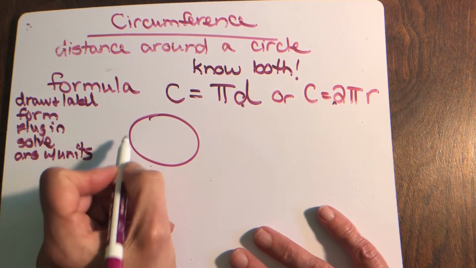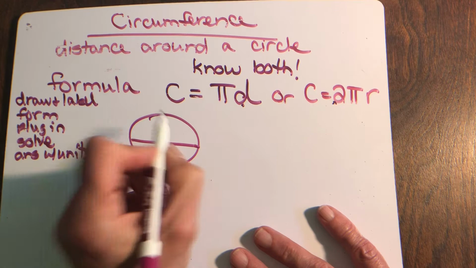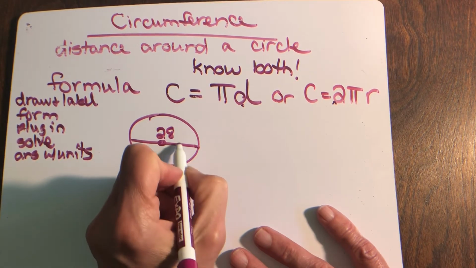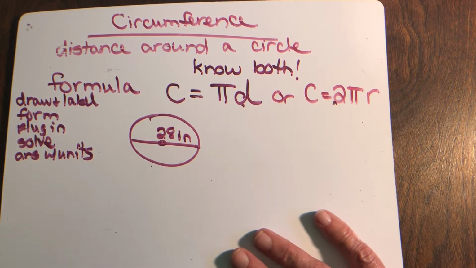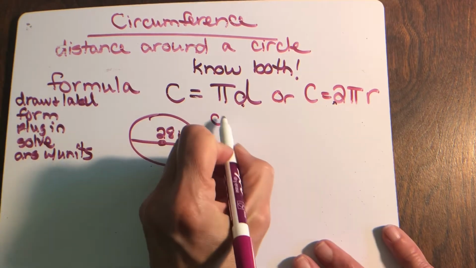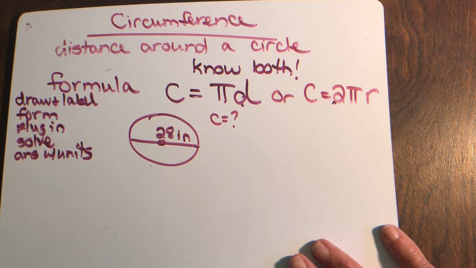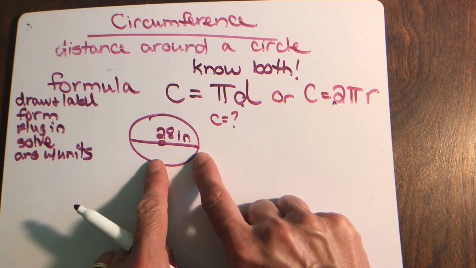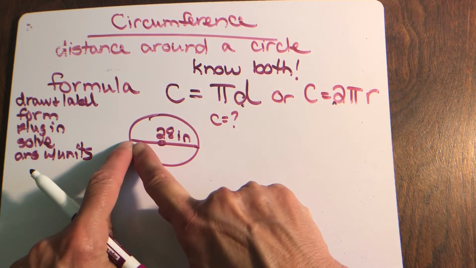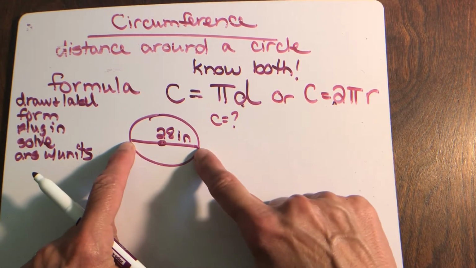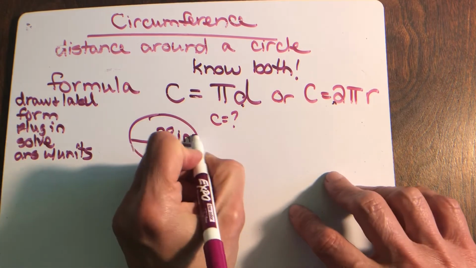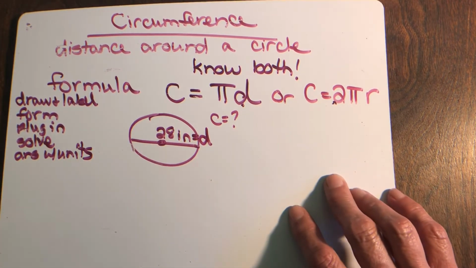Draw a circle. Put your line across it. Label it 28. You'll recognize these numbers from the previous video, but this time I want you to solve for circumference. Okay, so what did I give you here? What is 28 when it goes all the way from the outside through the center to the outside? That is the diameter, D.